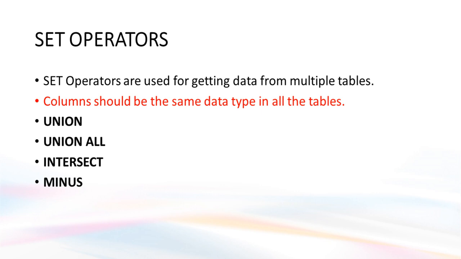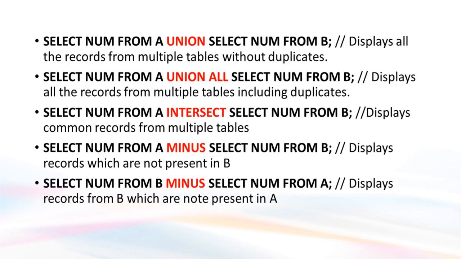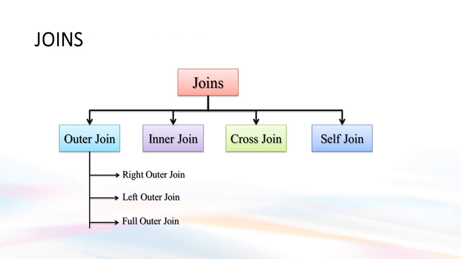Now let us move on to the next concept, that is joins. Joins are basically used for joining the data from one or more tables. We can also join a table with the same table. So we have multiple types of joins: outer join, inner join, cross join, and self join. Outer join is again divided into three categories: right outer join, left outer join, and full outer join. So these are the different types of joins.